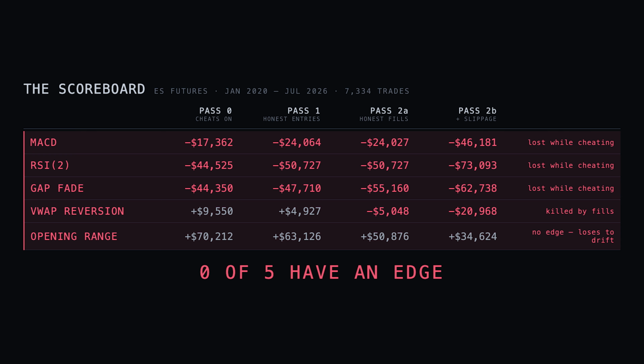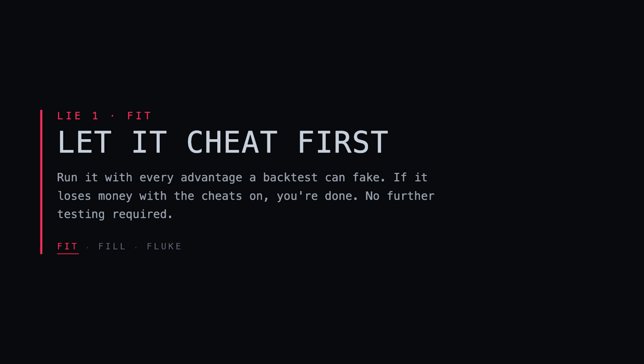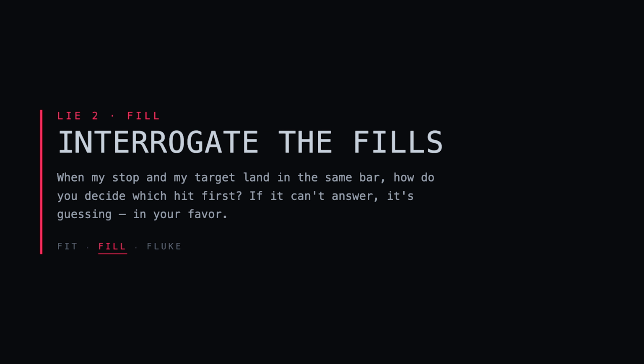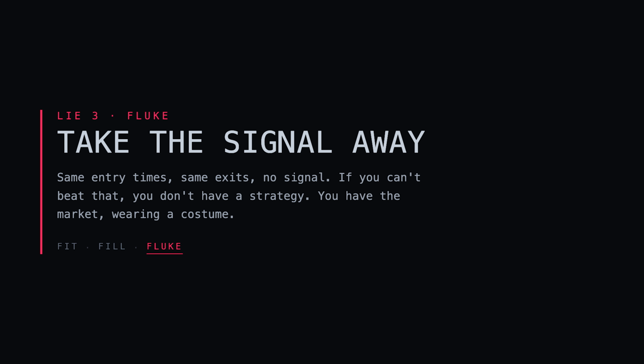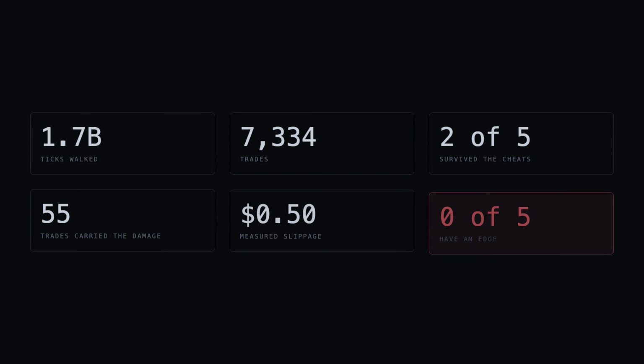So in a nutshell, here's 3 biases. Fit, you let the backtest use any advantage and see if it still loses. And fill, you interrogate your backtest and count the wins that needed a price the market only touched. Lastly, fluke, you take the signal away and see if doing nothing beats it. That's the whole gauntlet. Run it on your own strategies before you put money behind it, not after.